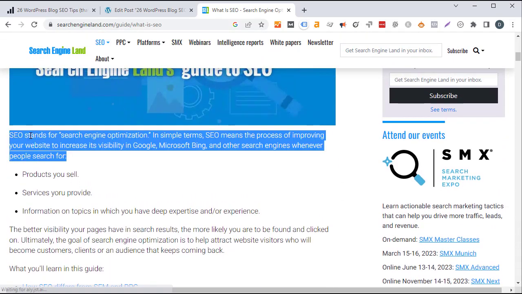So their content, the very first paragraph says, SEO stands for Search Engine Optimization. In simple terms, SEO means the process of improving your website to increase its visibility in Google, Microsoft Bing, and other search engines whenever people search for products you sell, services you provide, information on topics in which you have a deep expertise and or experience. They've given the answer straight away. They're ranking number one. They do have authority on their side, but this is a very good article, and this is one of the reasons why it's ranking number one, is because they're giving people the answer straight away.